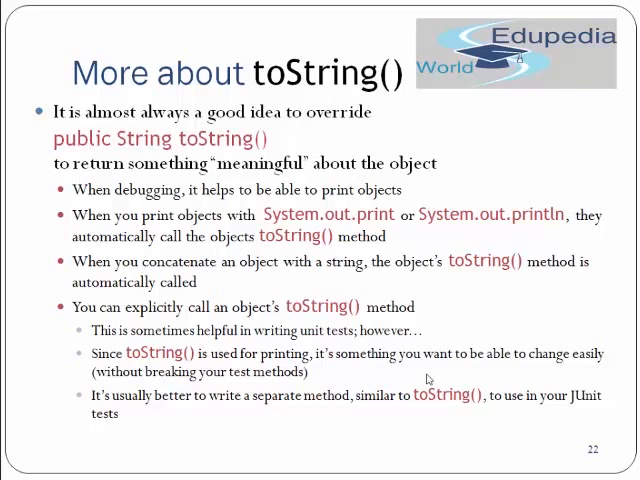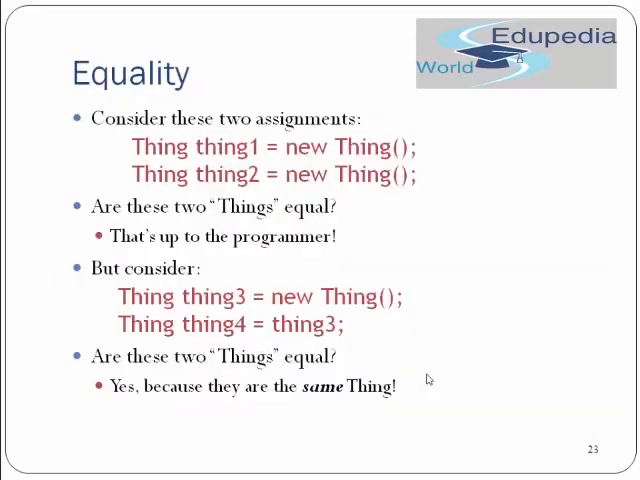You can also explicitly call an object's toString method. This sometimes helps in writing unit tests. However, since toString is used for printing, you want to be able to change it easily without breaking your test method. So it is usually better to write a separate method similar to toString to use in your JUnit test case. If you're writing a JUnit test case, you can create another method similar to toString just for testing purposes rather than breaking toString. So that was about toString.